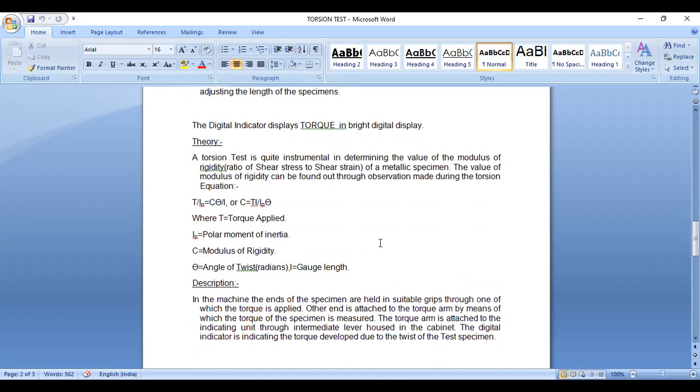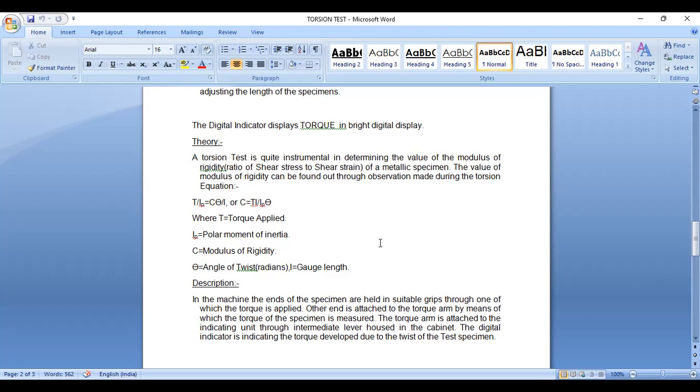Now, what is the theory behind it? A torsion test is quite instrumental in determining the modulus of rigidity, the ratio of shear stress to shear strain in a metallic specimen. So what we are doing here is calculating the modulus of rigidity analytically. The modulus of rigidity can be found from the torsional equation: T divided by Ip is equal to C theta divided by L, or C is equal to T L divided by Ip theta.